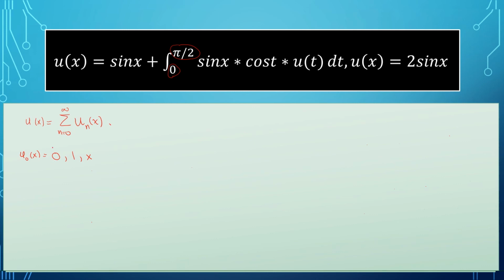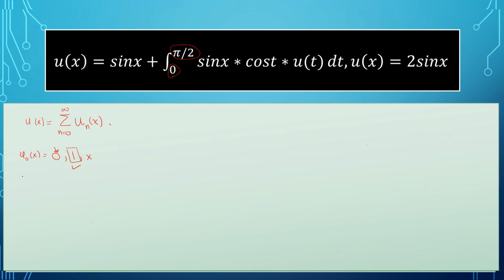I tried with 0, it was hard to guess the un plus 1, so let's pick u1. Try it with 0 and see if you can do it or not. Okay, but we will pick the easy one, which we will guess that we will put u naught of x equal to 1.